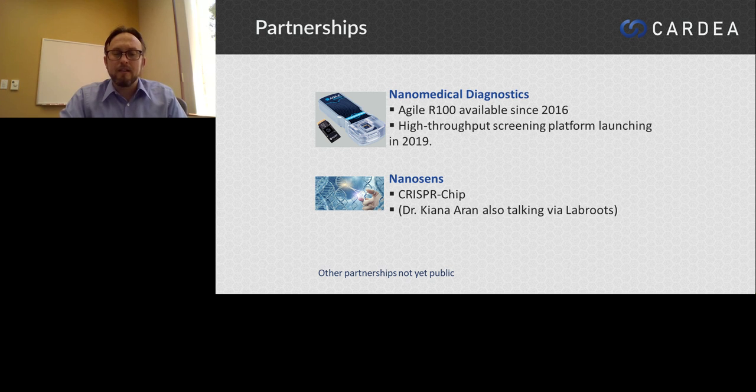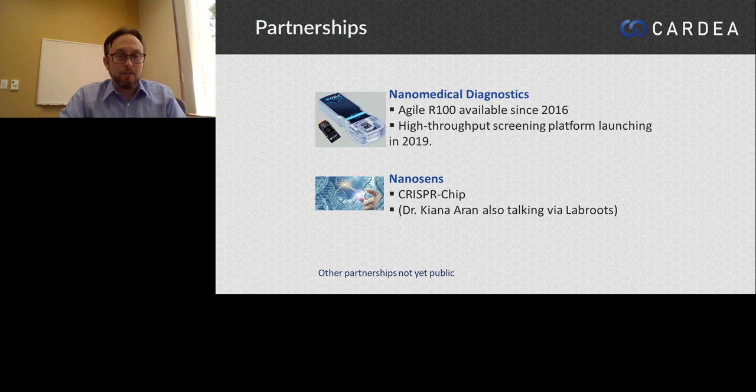We need partnerships to actually build out the different applications: biochemists who understand the applications, engineers who understand devices. We have two big partnerships right now. Nanomedical Diagnostics has been selling the Agile R100. The story about NEAR has led to Nanomed and the use of this tool in research labs, academic labs, and pharmaceutical labs looking at early stage drug discovery.